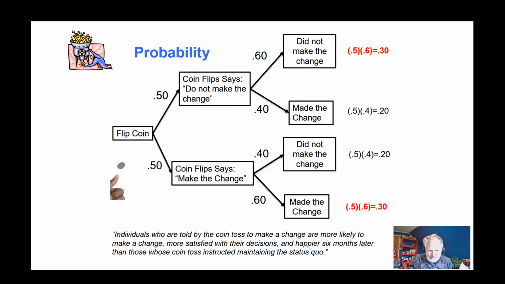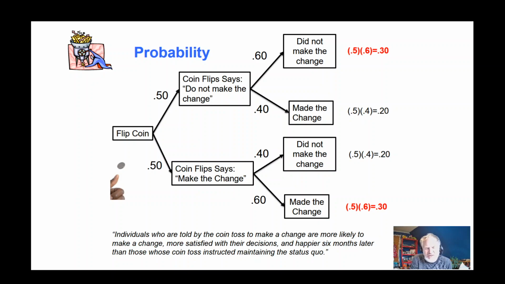Okay. So if I have 100 people do this task, for 50 of those people the coin will say make a change, and for 50 of them the coin will say do not make a change. Of the 50 people where the coin says make the change, 30 will make the change and 20 will not make the change. And of the 50 people where the coin flip says do not make the change, 30 followed the advice of the coin and did not make the change. 20 ignored the advice from the coin and made the change.